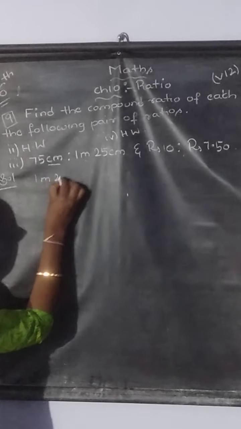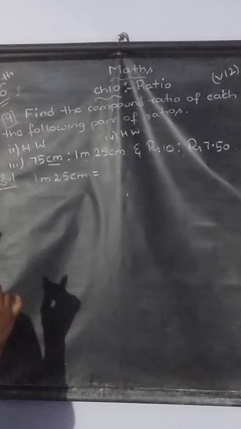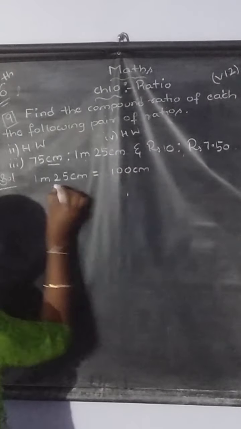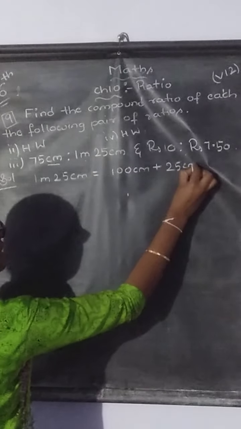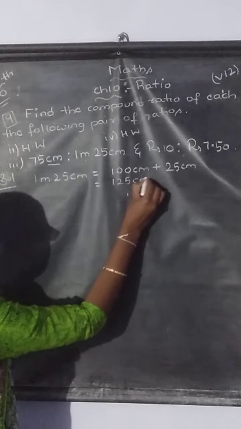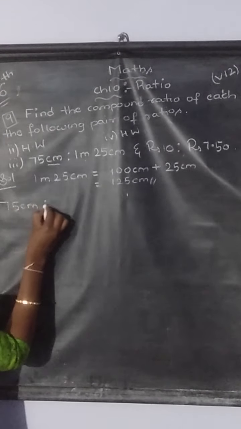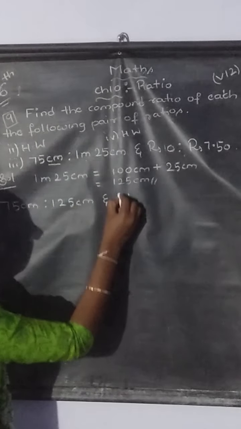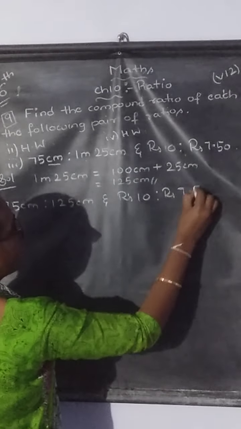That is 1 meter 25 centimeter. It is equal to, we know that 1 meter means 100 centimeter. So 1 meter is nothing but 100 centimeter. Here nothing is there, so put plus next 25 centimeter. Okay, children. So what is 100 plus 25? It is 125 centimeter. Okay. So the first ratio will become 35 centimeter is to 125 centimeter. And the second ratio will be, as usual, they have only given us rupees 10 is to rupees 7.50.